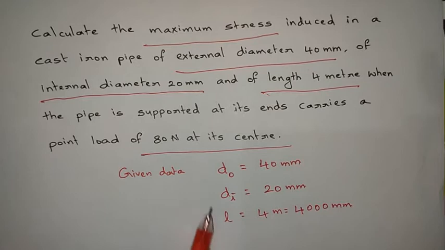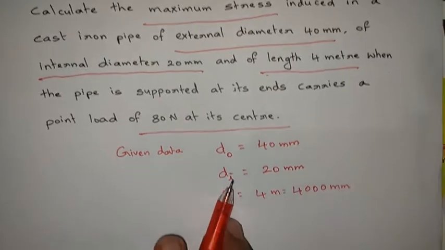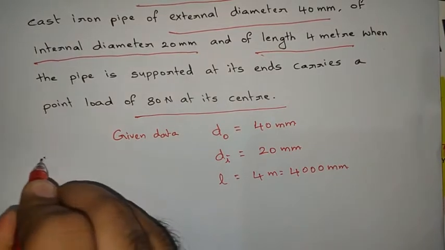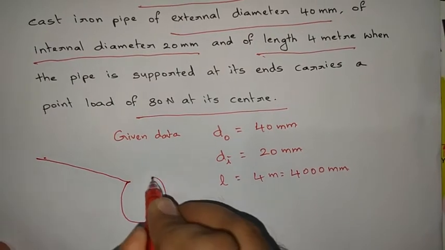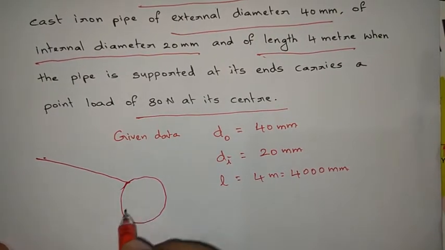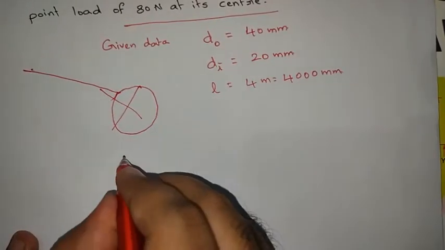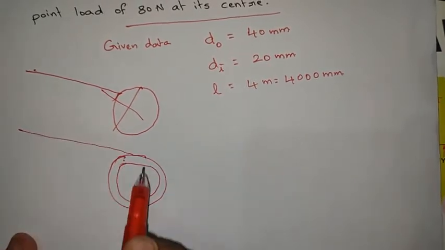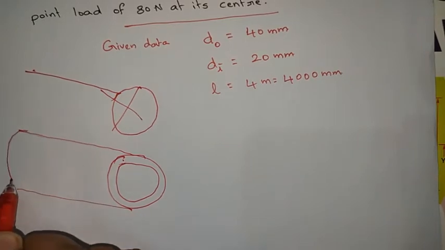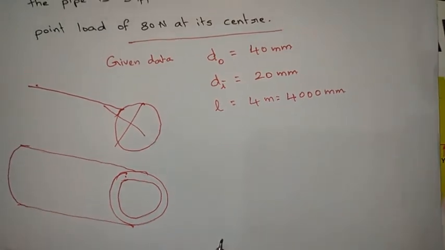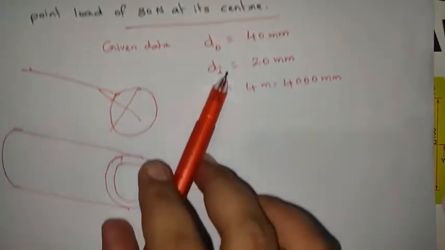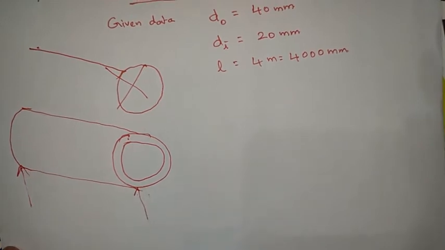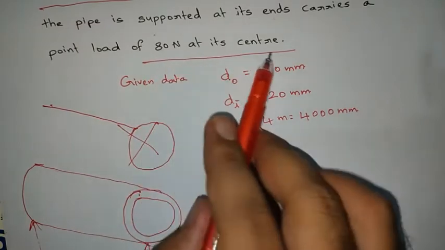So here what is the type given? With external and internal diameter, it means it is a hollow beam, a hollow circular beam, right? So if you take it, you will get it like this. So now this is the circular beam, hollow type, and he is saying that the pipe is supported at its ends. At both the ends the pipe is supported and carries a point load of 80 newtons at its center.